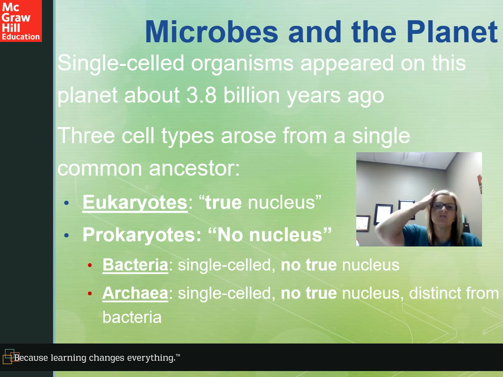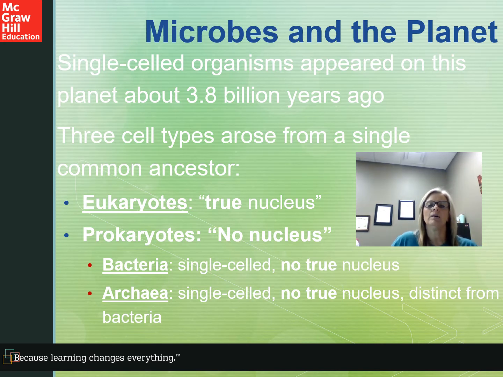Microbes have actually helped shape the development of Earth's habitat for billions of years. Single-celled organisms first appeared 3.8 million years ago. These guys differentiated into what we now call the three domains. Okay, these three domains came about from a single common ancestor, we believe, and they are going to be very important for classifying or categorizing our microbes. These three domains are eukaryota, bacteria, and archaea.